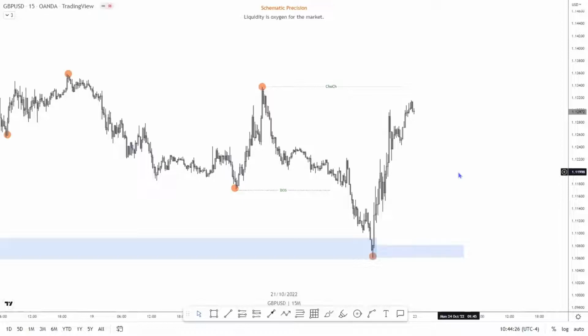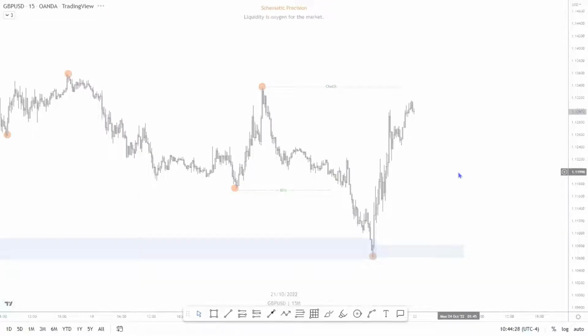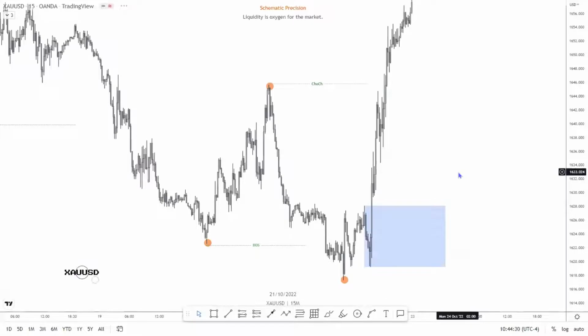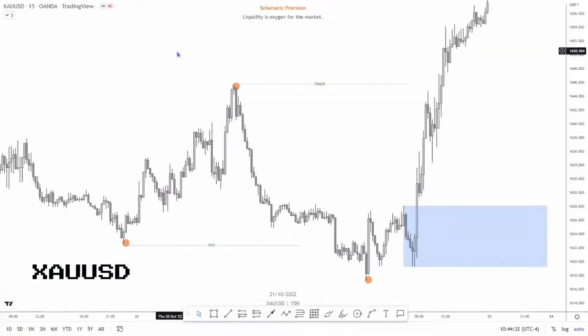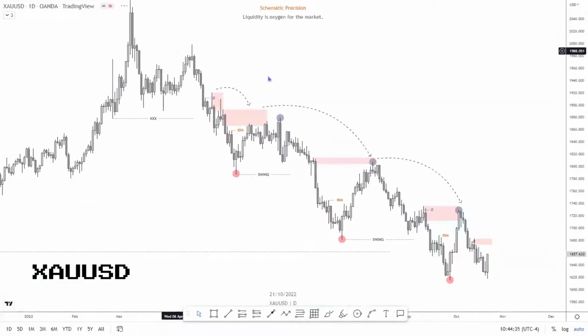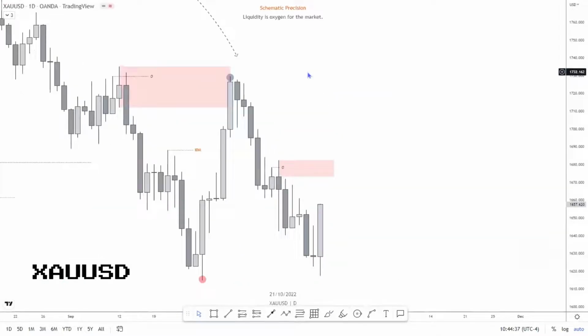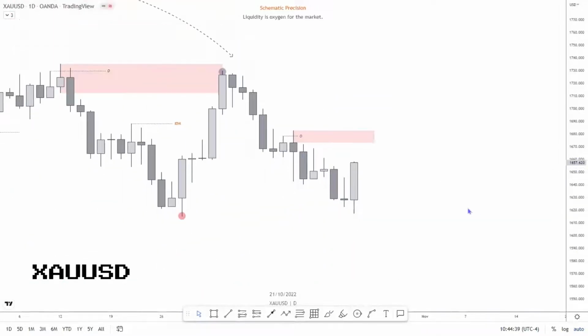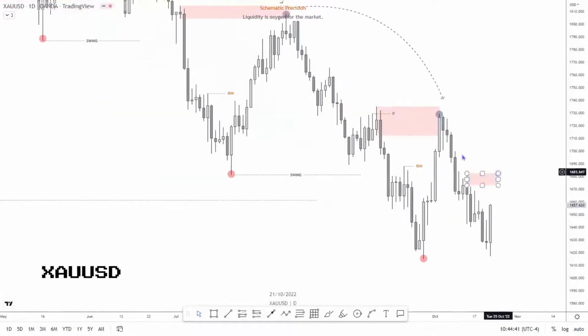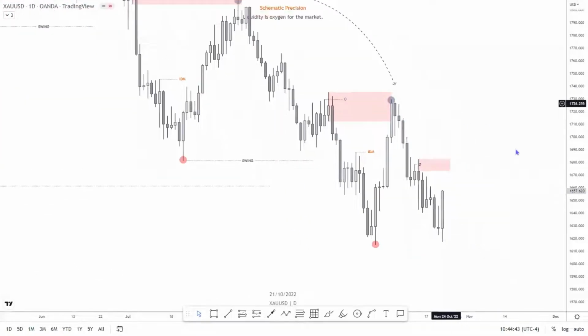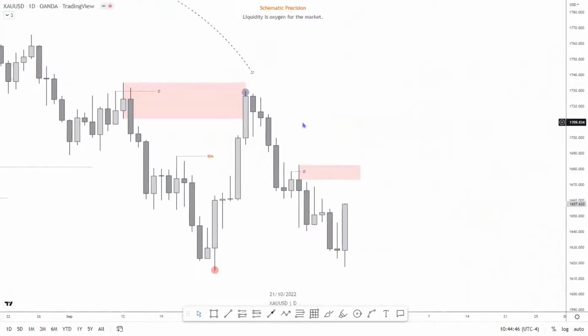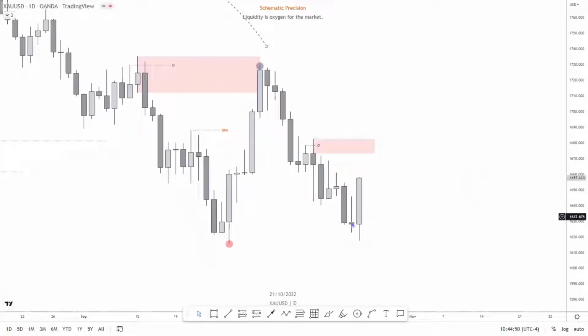Now let's jump on to another important pair, which is gold, right? Which we have talked about in the previous week as well. So after price mitigated this last supply here, which I've been talking about for the last 2 weeks, price has been falling. And as I have told, during the Diwali time in India, the price of gold will rise, and the same thing has happened.